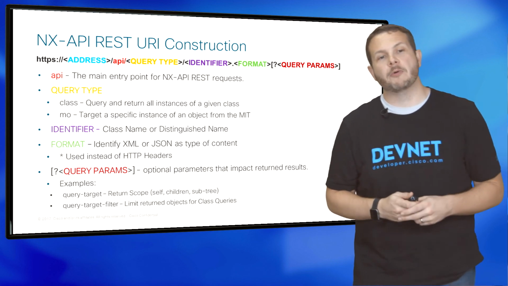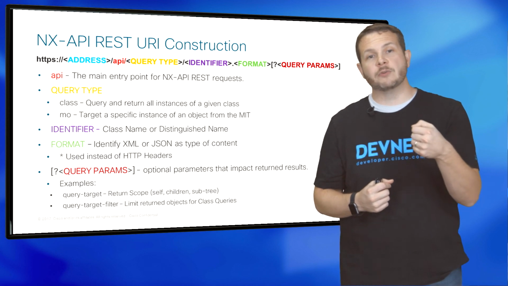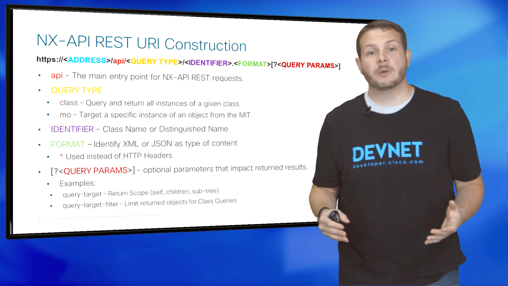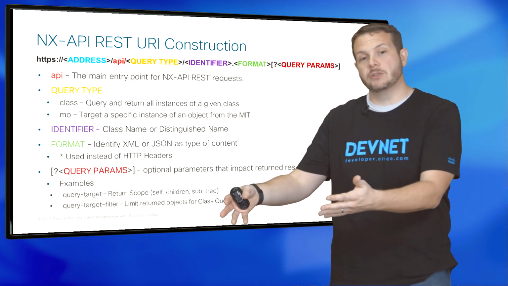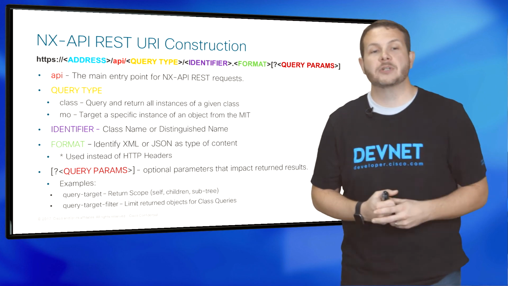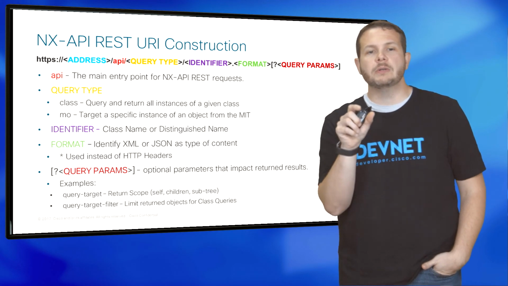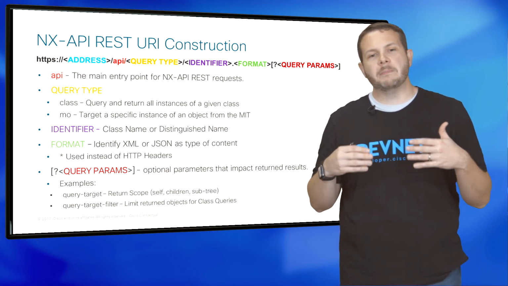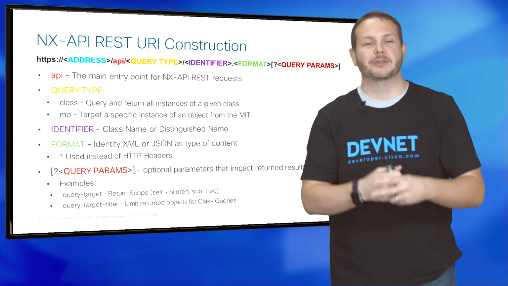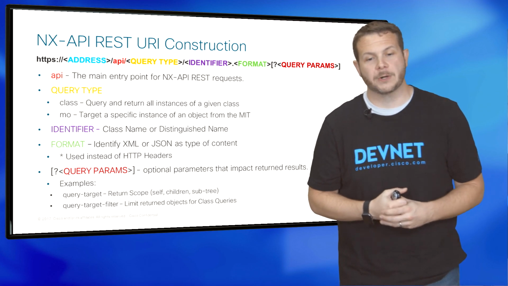Some examples of the query parameters might be query target. What is the scope that we want? Are we just looking for a particular object, or do we want to see all the children of an object? Or do we want to see both the object and the object's children as part of the full subtree that's there? Very useful option to go through with your query. And then you can also filter down. You can only return objects inside of a class query that match a particular parameter or a property that you've searched for. And we saw some examples of that with Visore.